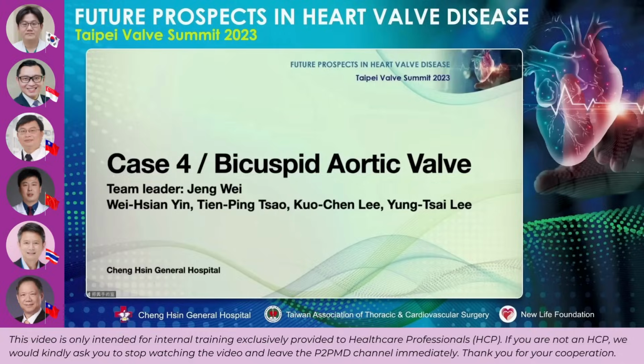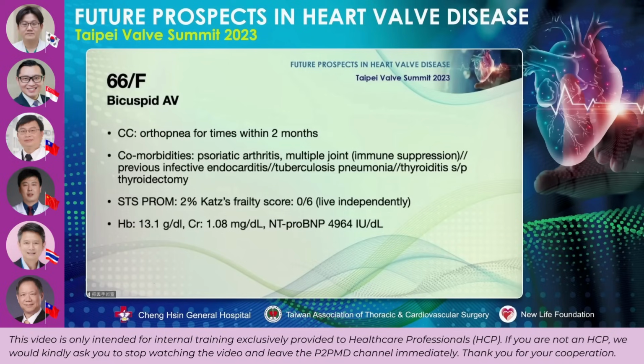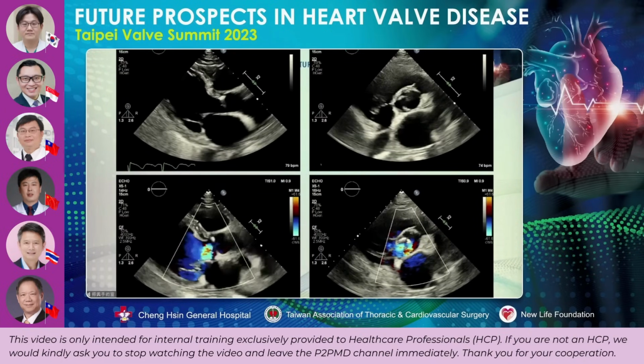This case is a bicuspid aortic valve. Next slide, please. The patient came to the hospital because of shortness of breath, pulmonary edema and pneumonia. He has had dyspnea several times within these 2 months. He has comorbidity of psoriatic arthritis with multiple joint involvement and was under immunosuppressants. He also had a previous infective endocarditis of the aortic valve, and he had tuberculosis.